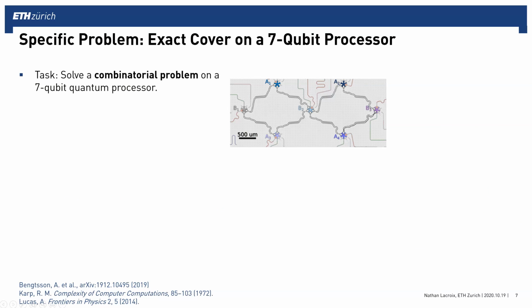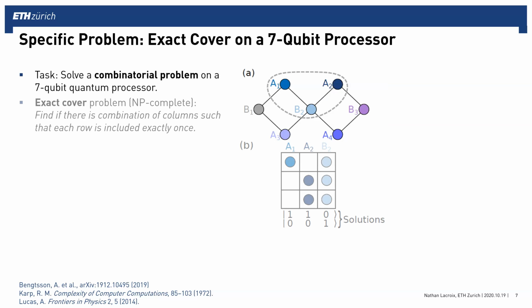Okay, so now that we have all the different building blocks of the QAOA gate sequence, we can look for a combinatorial problem to solve with the 7-qubit quantum processor that we depict here on the right. We decide to look at the exact cover problem, which is an NP-complete problem, and each instance of the exact cover can be represented with a matrix, here, for example, shown in B. The idea is to find whether there is a combination of columns of this matrix such that each row of the matrix is included exactly once.